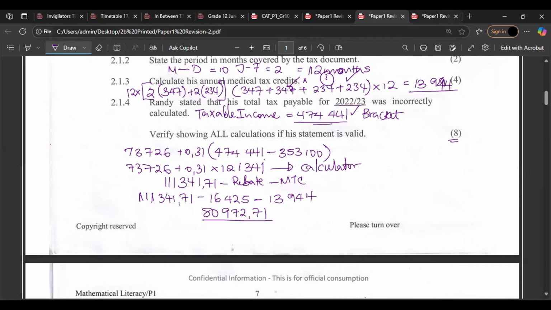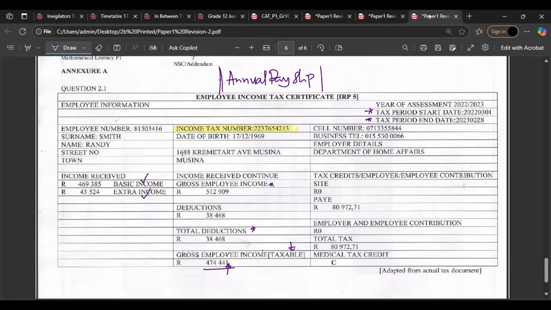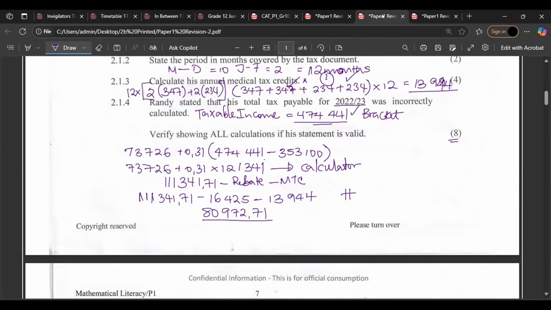So we need to go and check now on the next page. Where was the tax here? Total tax, look at it. So we conclude and we say his statement is invalid. Why is it invalid? Because we've calculated and we found the same tax that is appearing on the annexure. So for him, he says it was incorrectly calculated, yet we've got the same answer, so it's perfect. So his statement is incorrect. That's how we go. We're supposed to get the 8 marks.